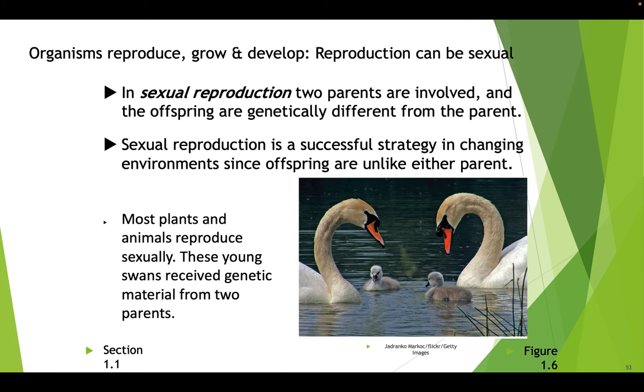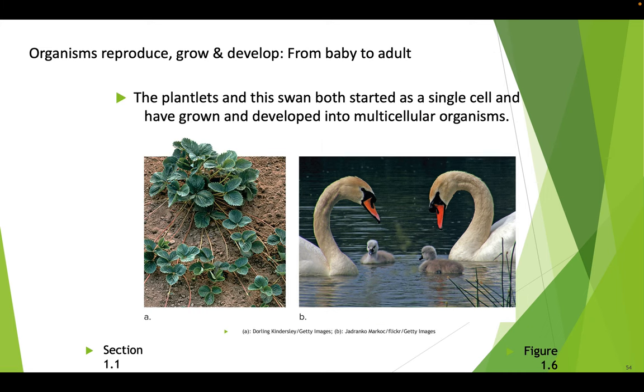There's also sexual reproduction. This is when there's two parents involved and the offspring are genetically different from both of their parents. It's a successful strategy in changing environments since the offspring are unlike either parent. Most plants and animals reproduce sexually, and these young swans receive genetic material from two parents. Both the plantlets and this swan started as a single cell and have grown and developed into multicellular organisms.